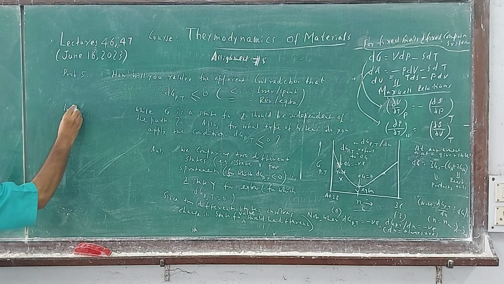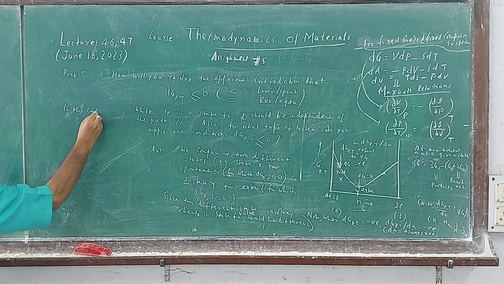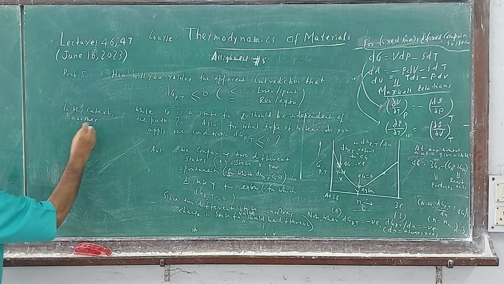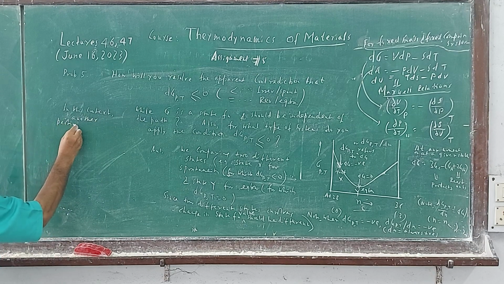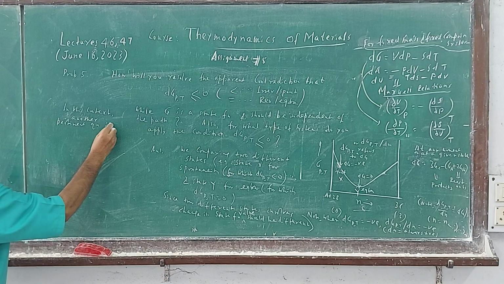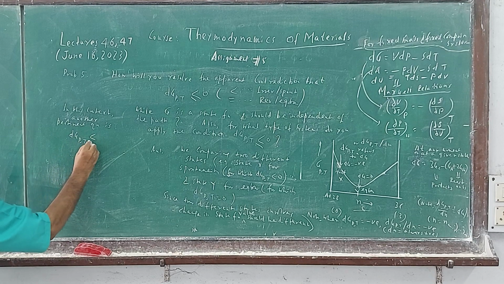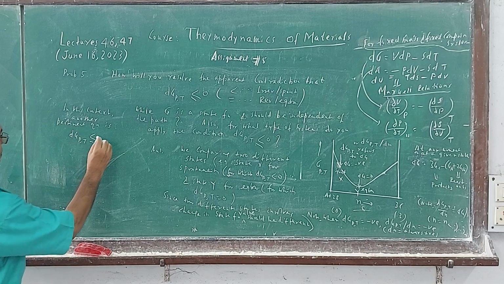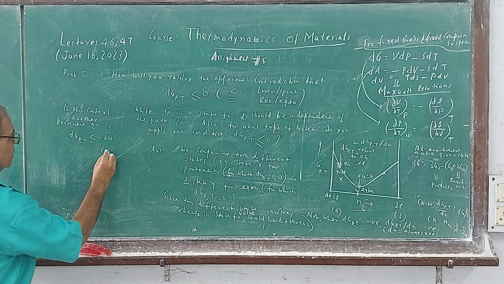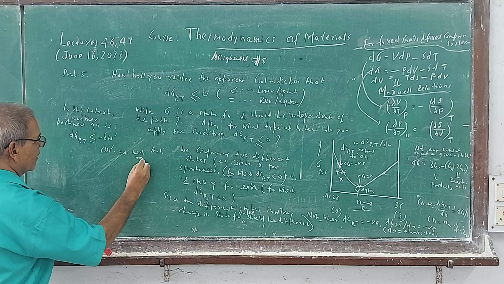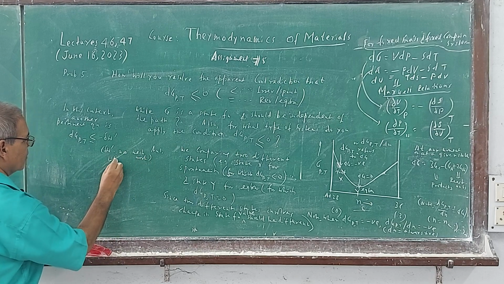Actually, in this context, another relevant question, another pertinent question, is as follows. dG at constant P and T is less than, when non-mechanical work is involved, minus dW prime. dW prime is non-mechanical work, like electrochemical work.